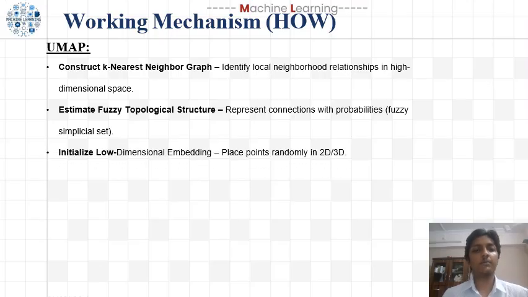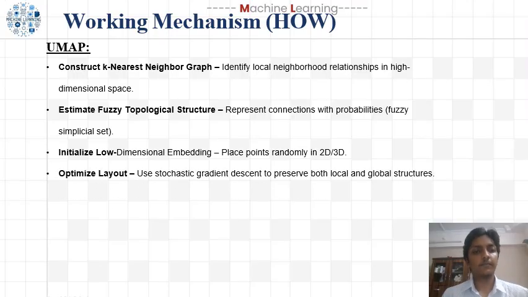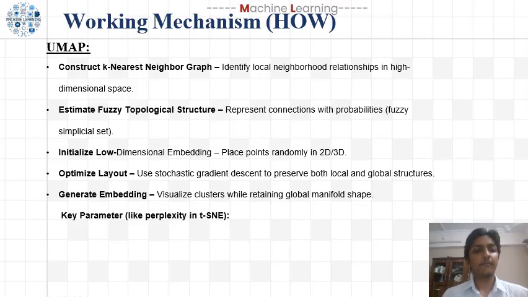Now we initialize the low dimensional space, that is with random points on 2D or 3D. Now we optimize the layout. So for optimization, we use stochastic gradient descent to preserve both local and global structures. This step here sets it apart from t-SNE and makes it faster because it also preserves local and global structures. In t-SNE, t-SNE just preserves the local structures. Now we generate the embeddings, that is visualize clusters while retaining global manifold shape.